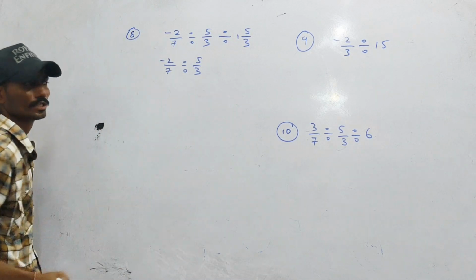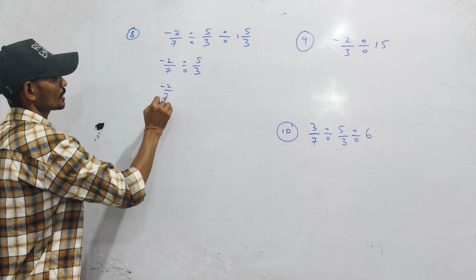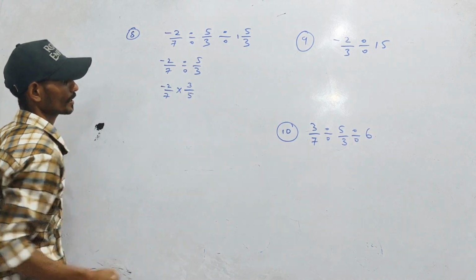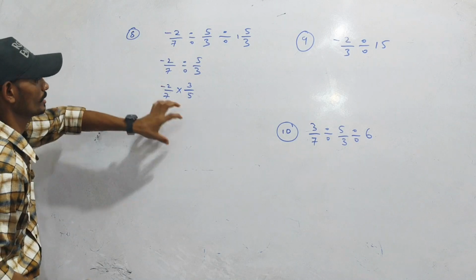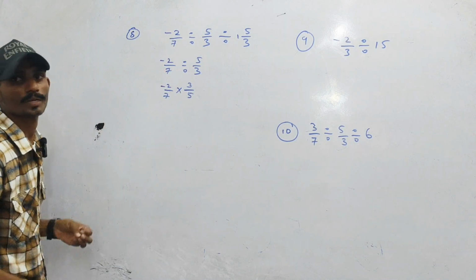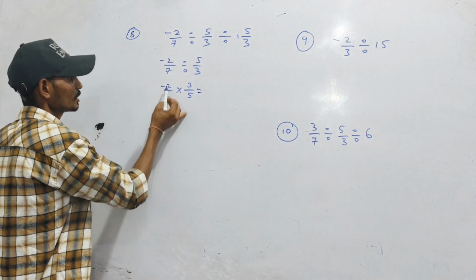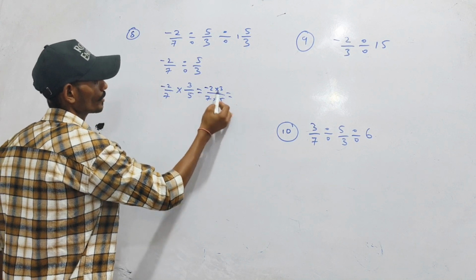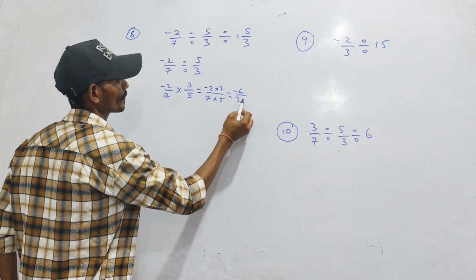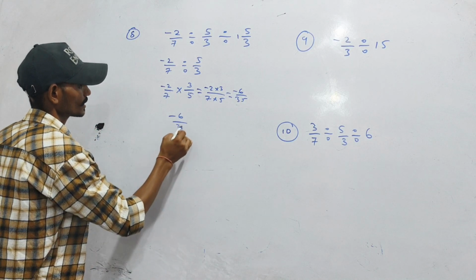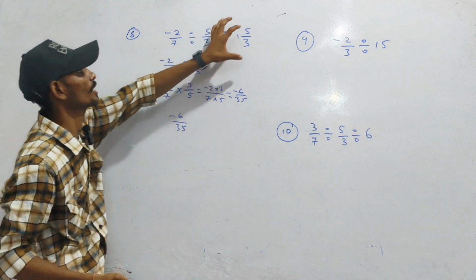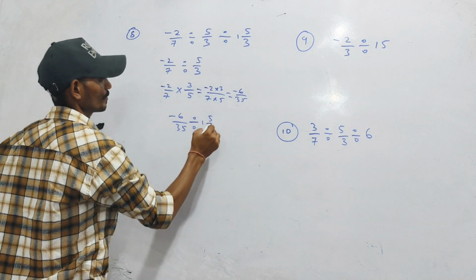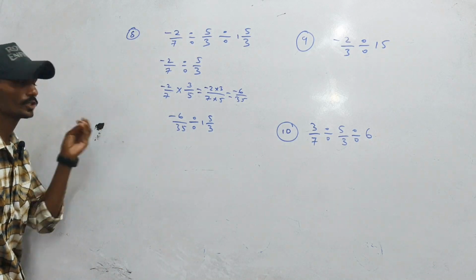So in the condition of division, we know the first fraction has no change, but the second fraction becomes multiplication, numerators become denominators, denominators become numerators. So when you change, it becomes multiplication of fractions. In multiplication, numerators into numerators, denominators into denominators. So how much? Minus 6 by 35. Whatever part I left, that part you should add here. After that you are going to solve.